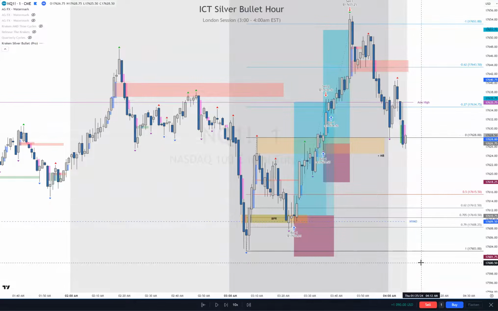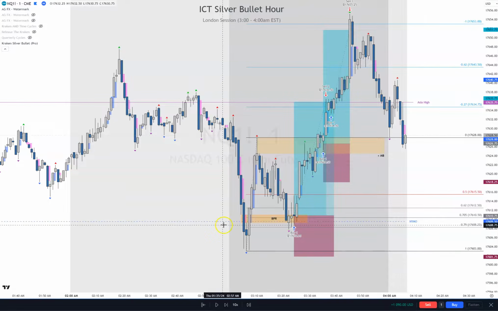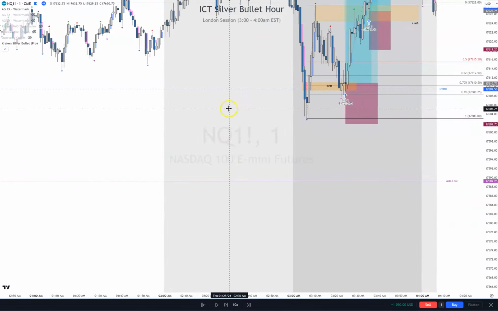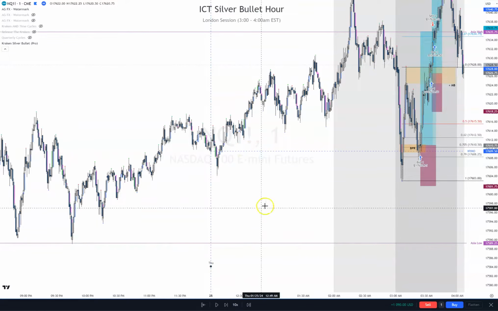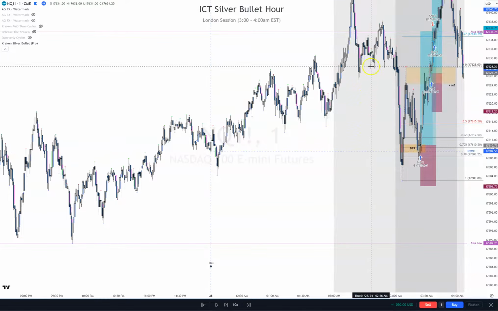All right. So we came to the London hour and we pulled our session liquidity for Asia. Asia high has already been taken, and we're looking for Asia low. We also realized there's a ton of failed swings all the way down to the Asia low. So we know that price can come back and take a bunch of liquidity, and then if it gives us a market structure shift or reason to go higher, it could go higher, right?